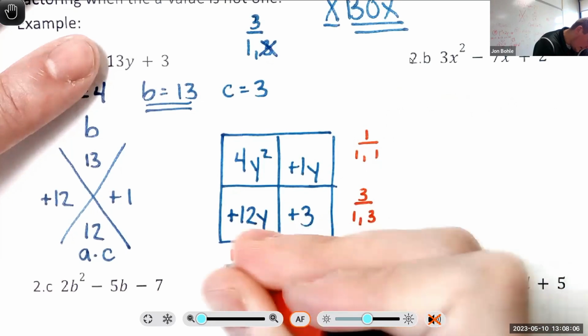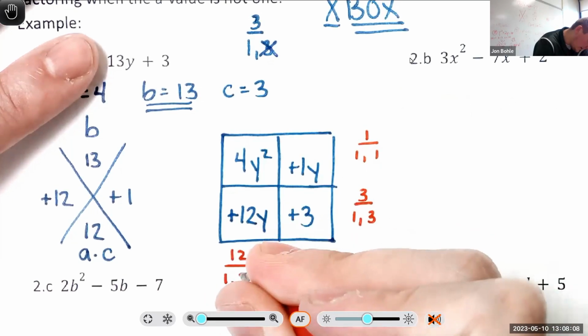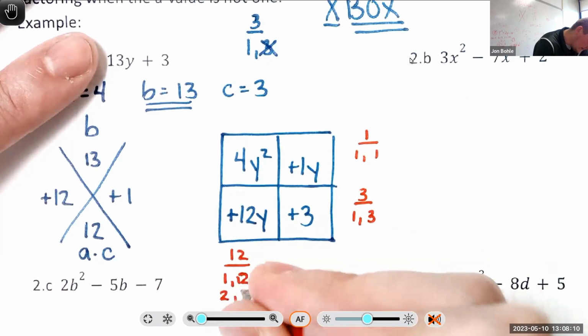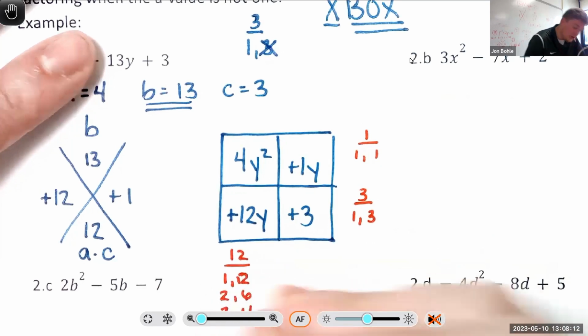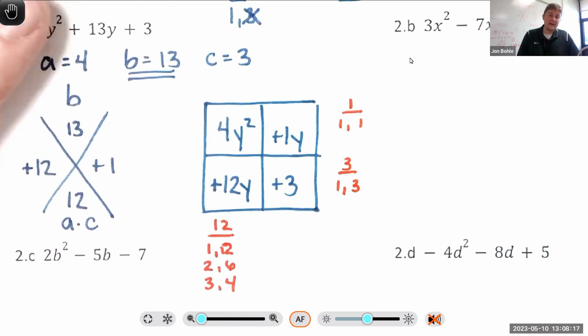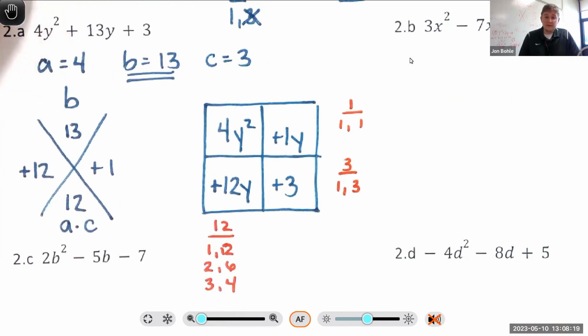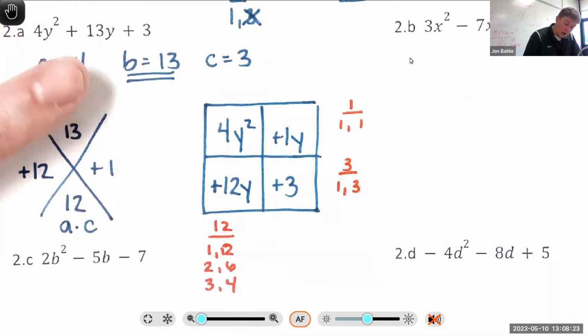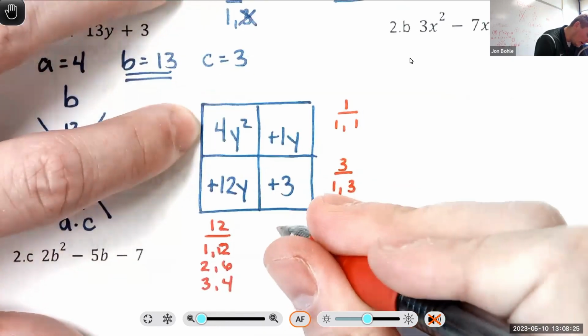And then 12 has 1 and 12, 2 and 6, and 3 and 4. So this is what you can do if you really struggle with your facts and you're not really sure how to find the greatest common factor. What I did for the first couple here is I found all the factors. I'm going to do 4 right here also.